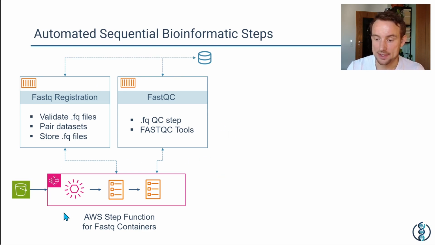Both of these steps are actually chained by an AWS Step Function. This is a very elegant way of sequentially running Docker containers on AWS based on an input trigger. In this case, our input is a new FASTQ file which is uploaded, which will then automatically trigger these functions. So all of this is happening in the background of our data platform.